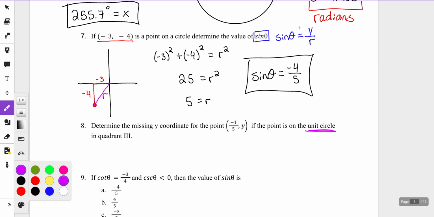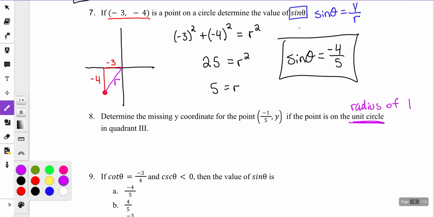The reason they tell you it's on the unit circle is that the unit circle has a radius of 1. Just one. Radius is the distance from the middle to the outside of that circle. So when you sketch your point in quadrant 3, that point down here has an x value of -1 over 5, an unknown y value, and a radius of 1 because it was on the unit circle. That's why they told you it's on the unit circle. They were giving you a second side of your triangle. They didn't want you to go look at your unit circle. And that'll drive you crazy.